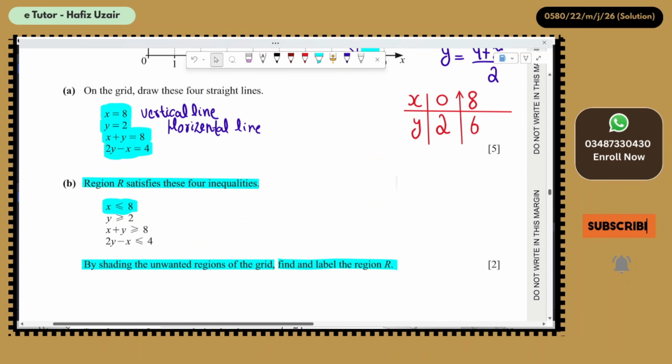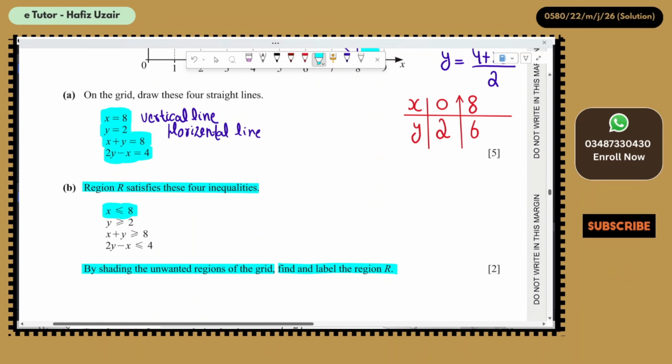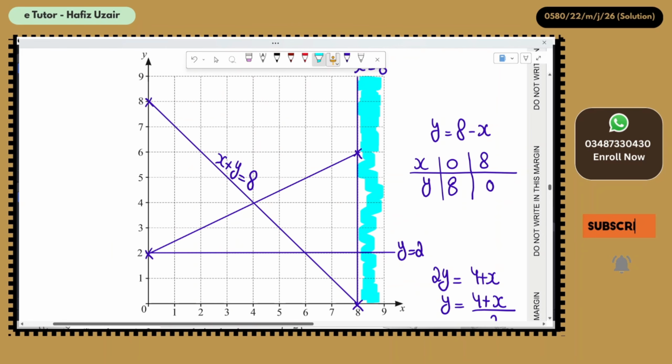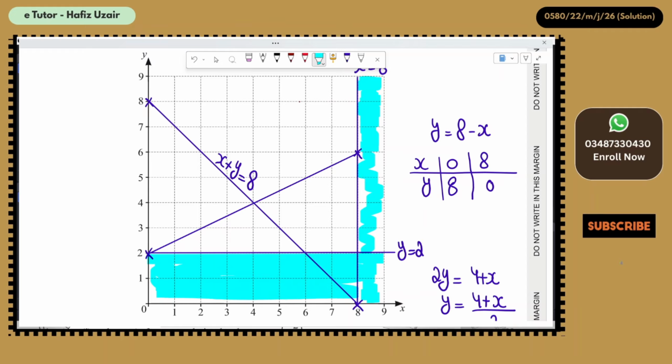All right, so this is our unwanted region. Now the next thing is y is greater than or equal to 2, so that means you need the area that is on the top side of this line, this one. So the unwanted region is this one. So this is our unwanted region.